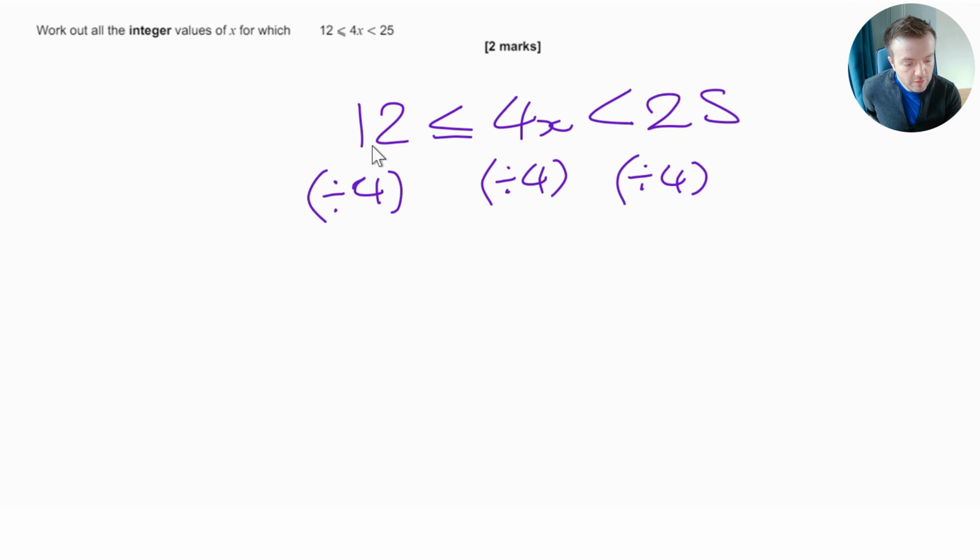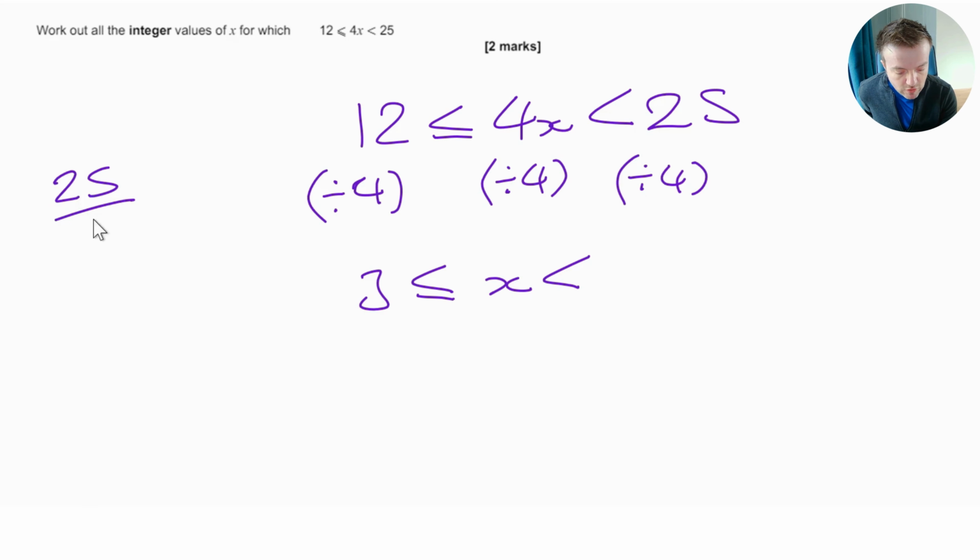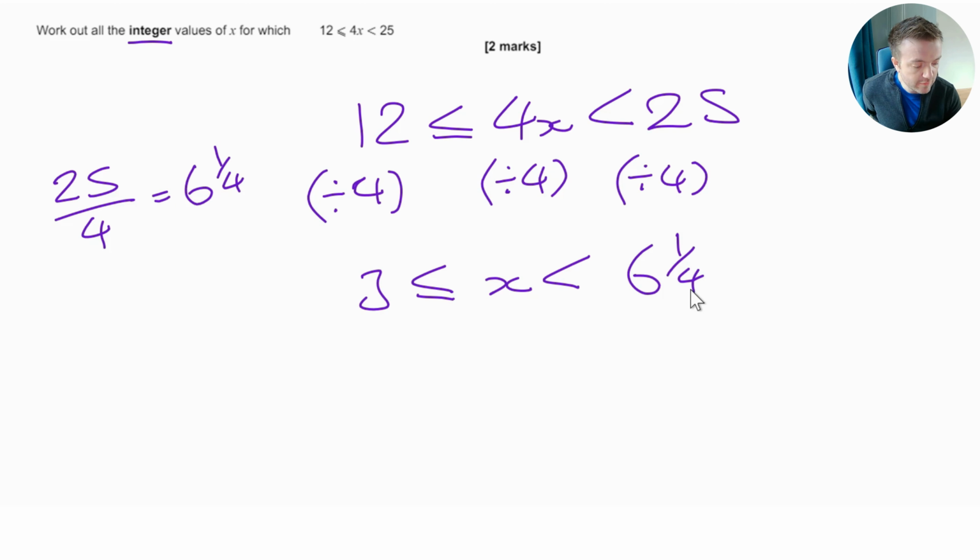Now, 12 divided by 4 gives us 3, which is pretty straight up, pretty obvious. Now here we're going to have 25 divided by 4. Normally I'd say write it as a top-heavy fraction, it's okay, but because of these integer values, we need to think about, well, what is 25 divided by 4? Well, 24 divided by 4 is 6, so it's going to be 6 and a quarter. So x is less than 6 and a quarter.